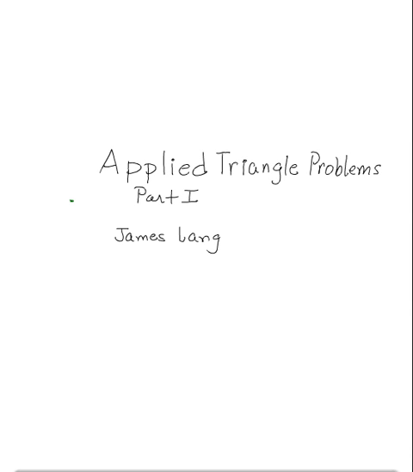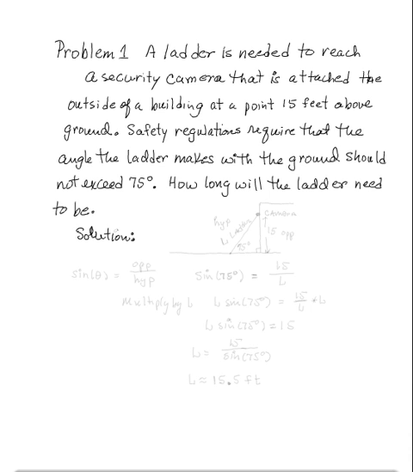Problem 1. A ladder is needed to reach a security camera that is attached to the outside of a building at a point 15 feet above the ground. Safety regulations require that the angle the ladder makes with the ground should not exceed 75 degrees. How long will the ladder need to be?